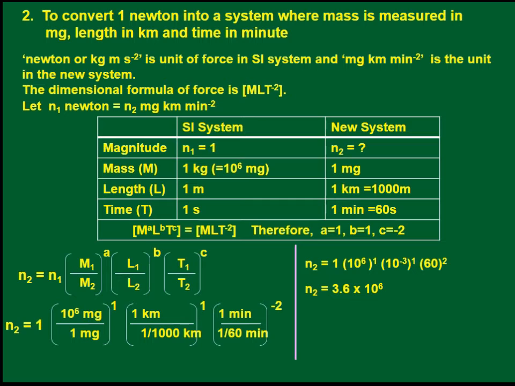It is not exactly a rule, but it becomes easier if you convert larger unit to smaller unit. Like 1 kg is 10 to the power 6 milligram, and 1 kilometer is equal to 1000 meter. Though I have written it as 1 by 1000 kilometer, you can do it like this. 1 second is a smaller unit, and the new unit system has 1 minute. So 1 minute is equal to how many seconds? 1 minute has 60 seconds.